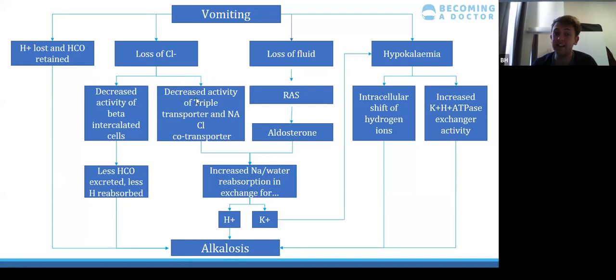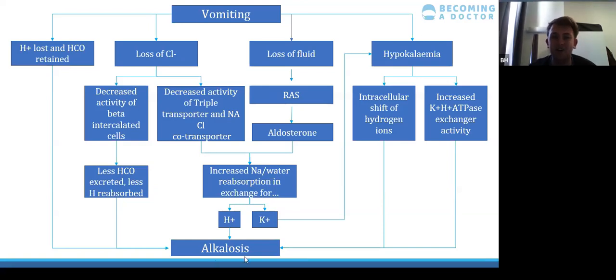In addition to that, if you remember in the nephron, you get absorption of sodium with potassium and chloride with the triple transporter in the ascending loop of Henle. And you also get sodium absorption with chloride with the co-transporter in the distal convoluted tubule. Because there's no chloride, sodium can't be absorbed that way. So it means that we get more sodium going to the end of the distal convoluted tubule. And instead, the sodium's reabsorbed in exchange for either hydrogen ion or potassium, once again worsening this alkalosis.